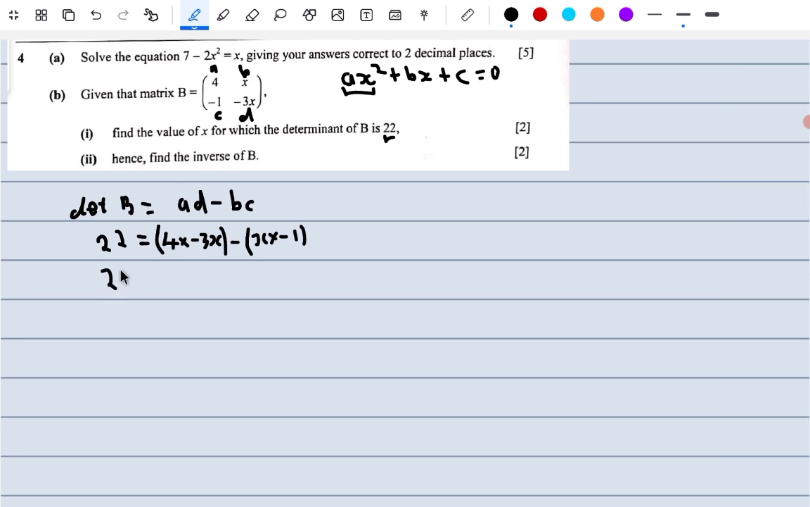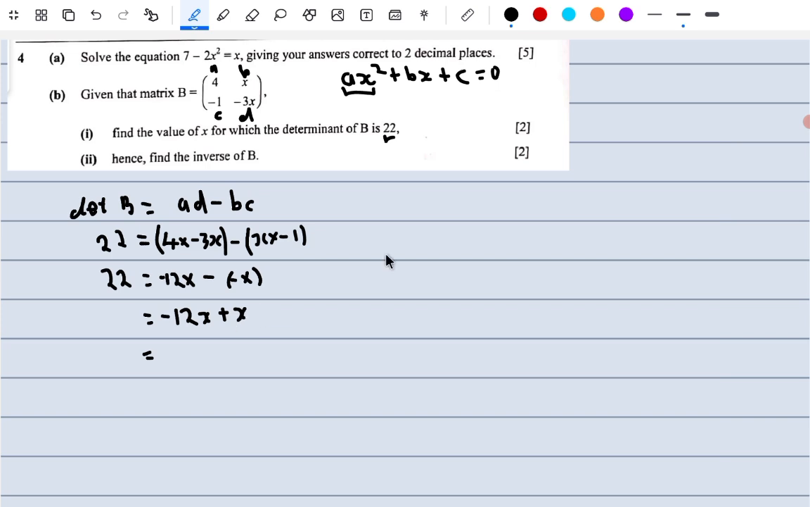So you say 22 is equal to 4 times 3x. This is a times, right? Times 3x. That would be negative 12x. And this side, minus x times this one, is negative x. So this will be negative 12x, negative, remember positive, right? And this will now be negative 12x plus x. This is a negative number and a positive number.